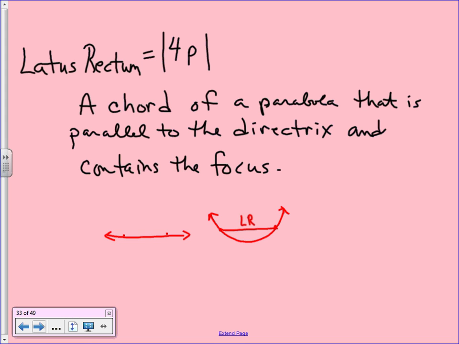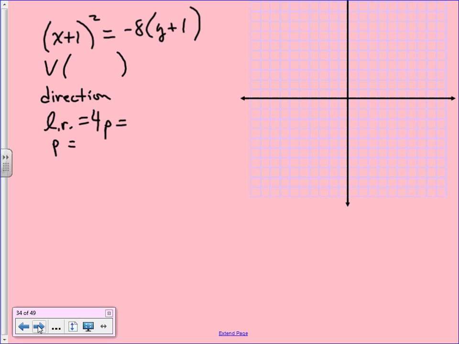A chord. Remember, in a circle, a chord is a segment that intersects the circle twice, and it's on the interior. So that's a chord of the parabola. All right, so let's see how we're going to use that to learn to graph. So I'll let you get this one set up.